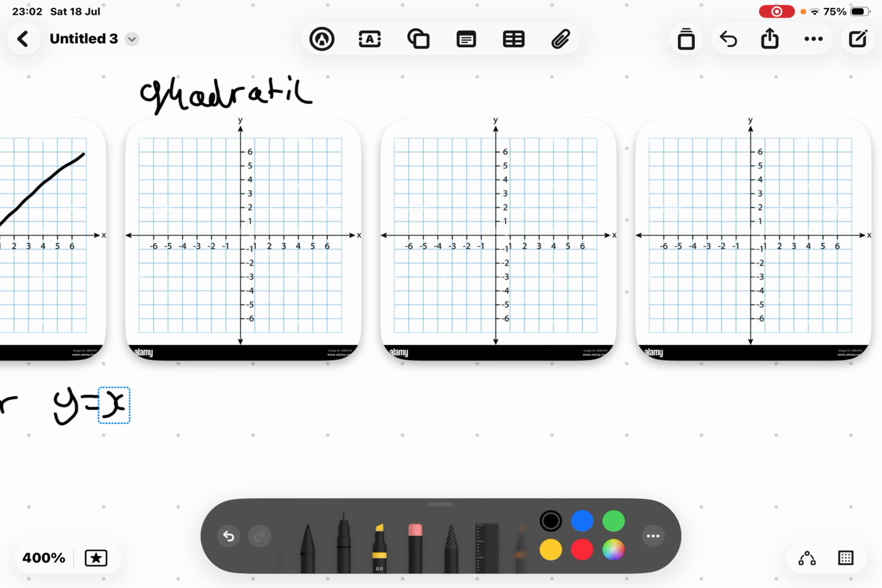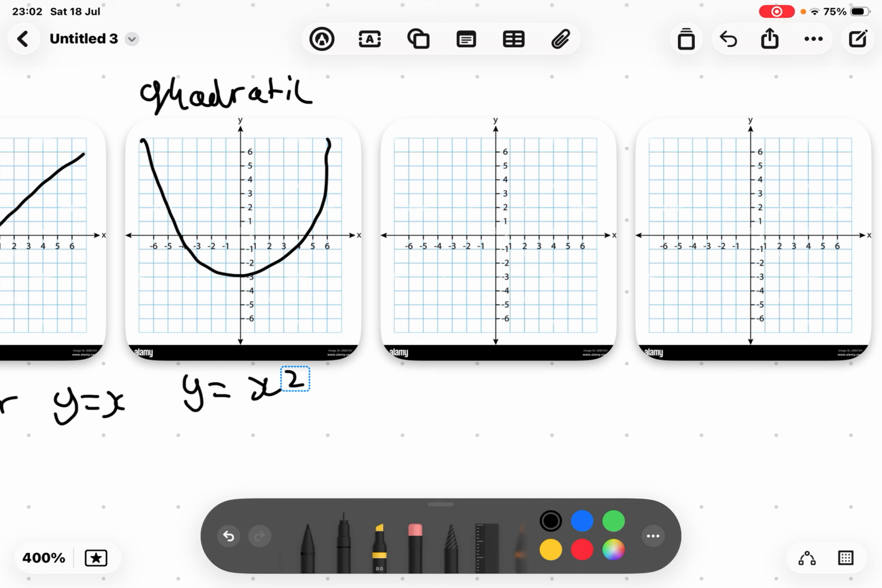Quadratic is when y is equal to x squared, or basically double its size. So it's basically a U shape. It can go like this, it can go like this.